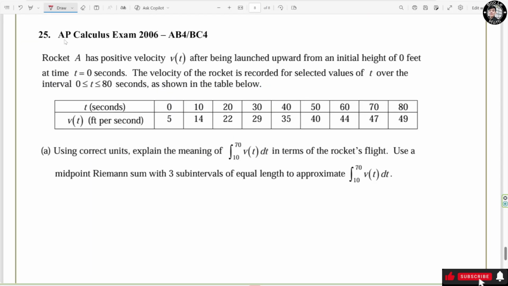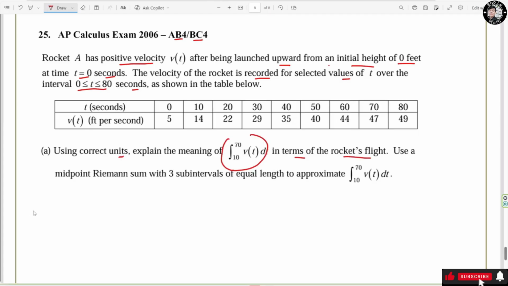Now let's move on to the last question, question 25. AB Calculus exam, AB4 and BC4. A rocket A has a positive velocity v of t after being launched upward from an initial height of 0 feet at time t equals 0 seconds. The velocity of the rocket is recorded for selected values of t over the interval 0 to 80 seconds as shown in the table below. Question A. Using correct units, explain the meaning of this integral in terms of the rocket flight.